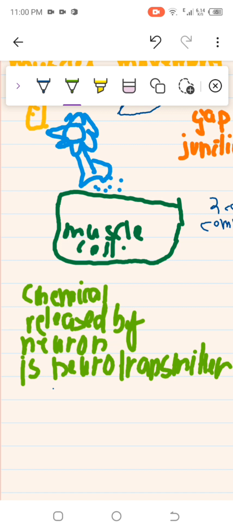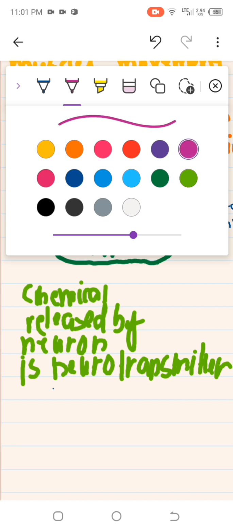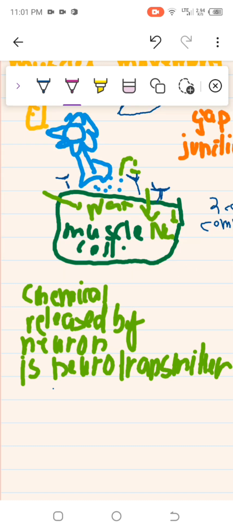Fine. So here you can see these are the receptors which are present on the muscle cell. What will happen? These chemicals will attach to the receptors of the muscle cell. When they attach, they will increase the sodium concentration inside the cell. So if the sodium concentration inside the cell increases when these chemicals react with the receptors of the muscle cell.